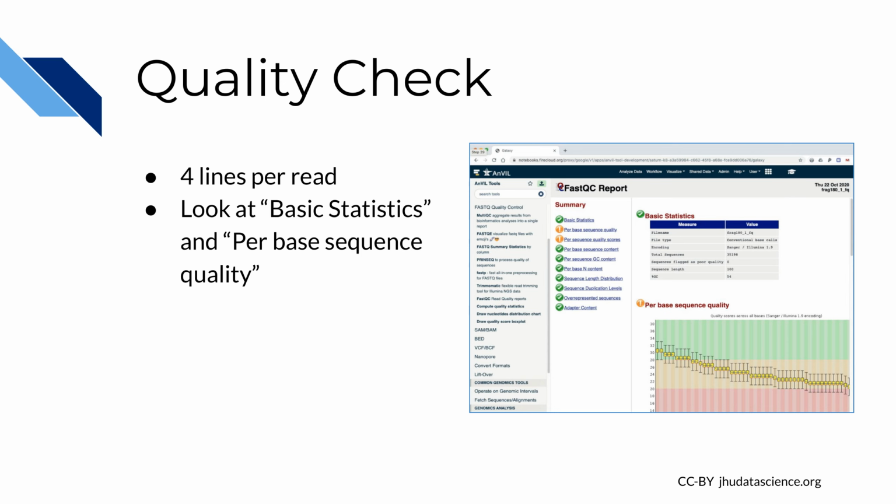When you run FastQC, look at the basic statistics and per base sequence quality sections of the report. We are looking for scores higher than 30 in order to feel comfortable moving on to the next step.